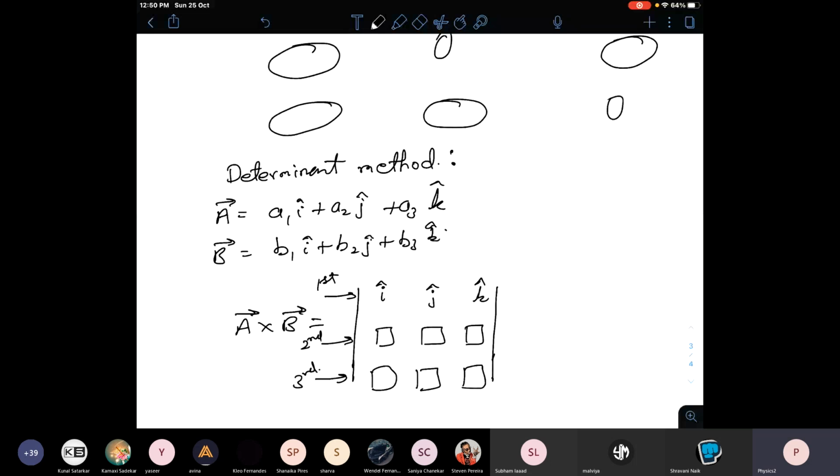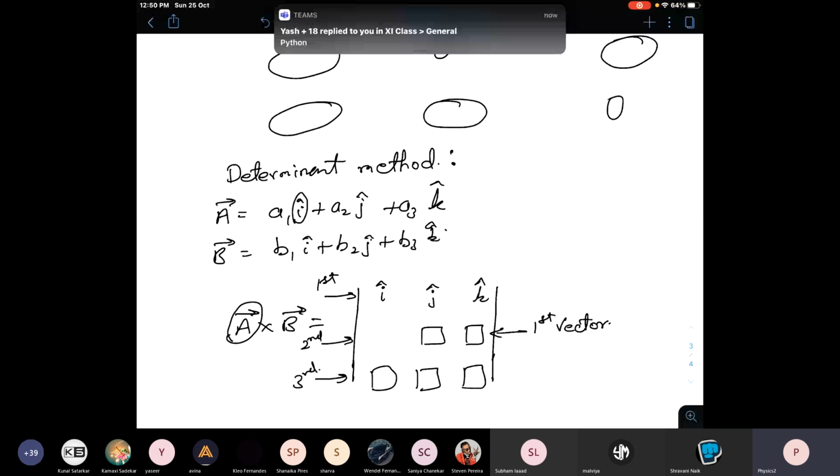Next, let's come on to the second row. In the second row, your first vector should be placed. Which is our first vector? Our first vector is a vector. So a vector's coefficients will be placed in the second row. What are the coefficients? Like see, the coefficient of i cap in a vector is a1. So I will replace the first space with a1.